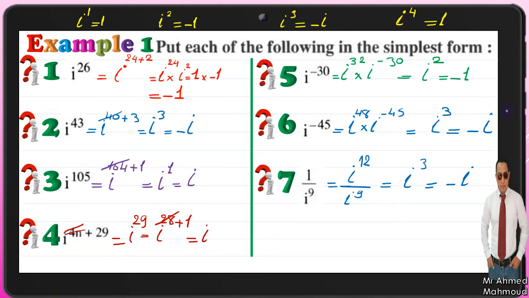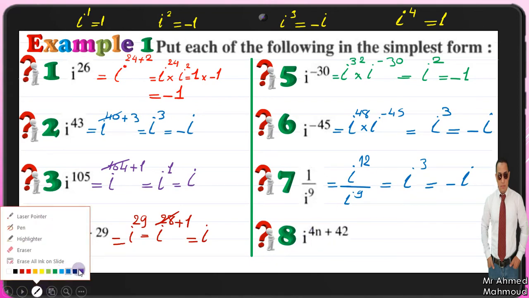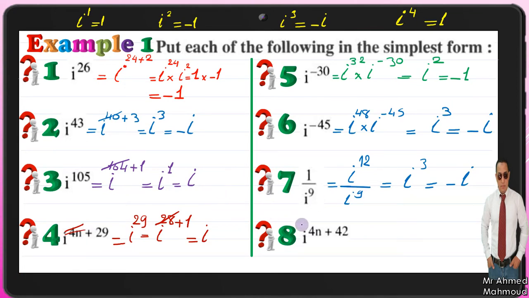Okay, number 8. i to the power 4n plus 42. I will cross out 4n. 42 is not in table 4. 41 is not. 40 is in table 4. So it will be 40 plus 2, which is i to the power, I will cross out 40, i to the power of 2, which is negative 1. Let's solve example 2.